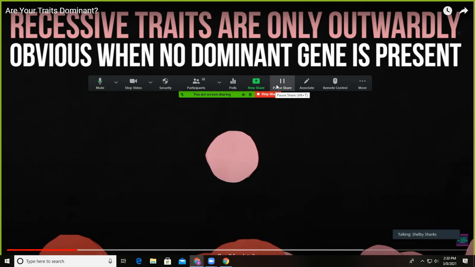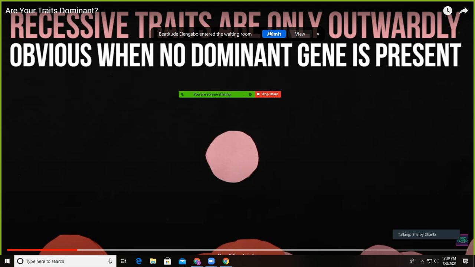And so I'm going to give one example. Having brown eyes is a dominant trait. So if you have brown eyes, it's dominant. Right? I have blue eyes, so I have a recessive trait. And we know that's recessive because of studies that we've done, but that is outwardly obvious. So you can see my eye color. Right? So recessive traits are only outwardly obvious when no dominant trait is present.